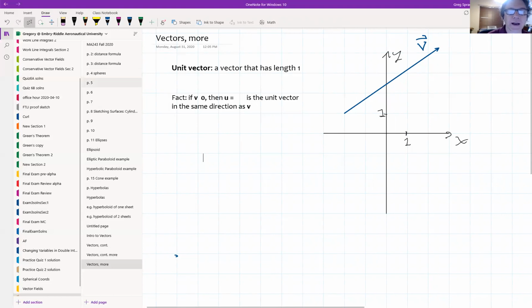Okay. So it's a fact that if you have a, let's make this bigger, add some more space. So if V is a non-zero vector, okay, that was my 5-minute warning. I'm going to have to wrap up this video in a minute.